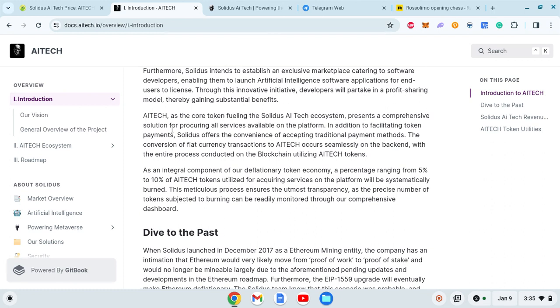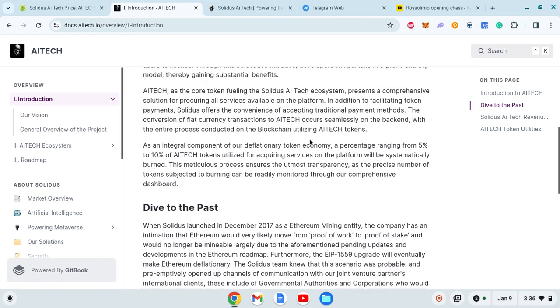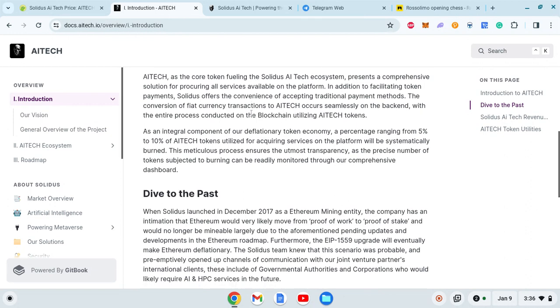Apart from that, AI Tech as the core token fueling the Solidus AI Tech ecosystem presents a comprehensive solution for procuring all services available on the platform. In addition to facilitating token payment, Solidus offers the convenience of accepting traditional payment methods. The conversion of fiat currency transactions to AI Tech occurs seamlessly on the backend, with the entire process conducted on the blockchain utilizing AI Tech tokens. Okay, so what they're trying to say is that they will also have basic payment methods, and AI Tech will be the core utility of all this infrastructure.